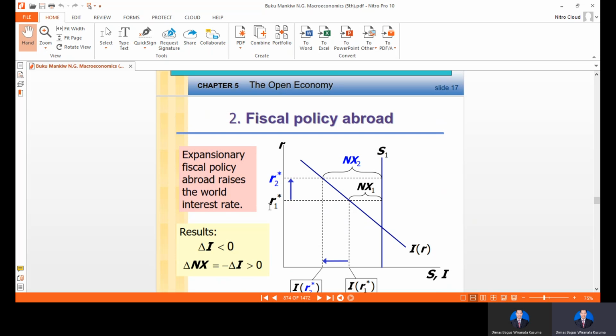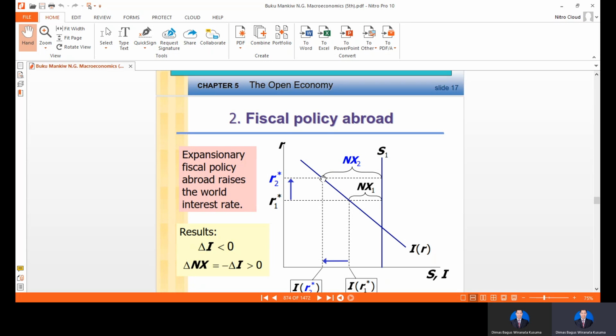Yeah, so it will raise the R to R2 star, and it will shift the investment from ER1 to ER2 here. So in the end, the net export will increase from NX1 to NX2 here. So it means that the surplus of this country is bigger.